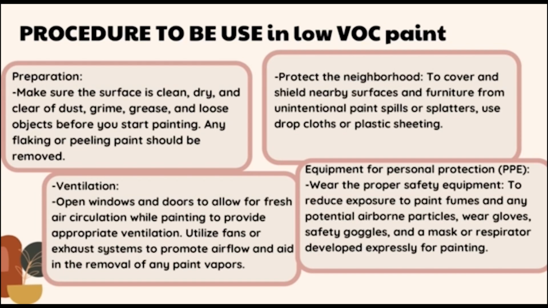Next, we continue to the ventilation. We have to open windows and doors to allow for fresh air circulation while painting to provide appropriate ventilation. You have to utilize fans or an exhaust system to promote airflow and aid in the removal of any paint vapors. Next, we should also protect the neighborhood, which is to cover and shield nearby surfaces and furnishings from unintentional paint spills or splatters. Use drop cloths or plastic sheeting.